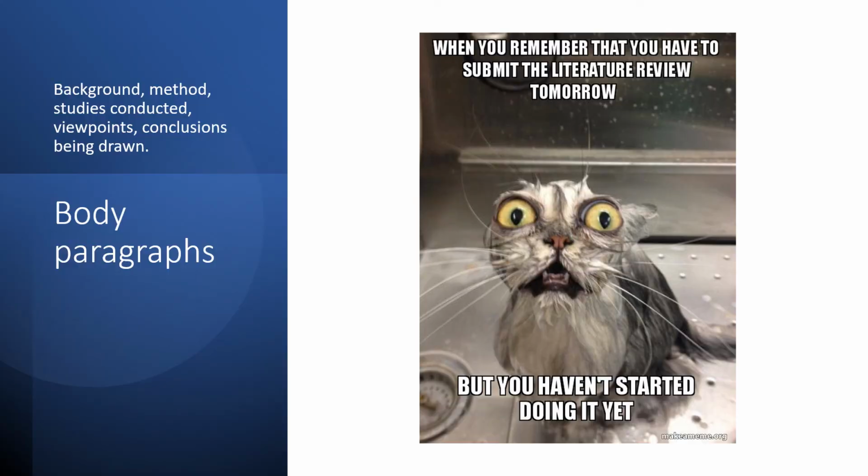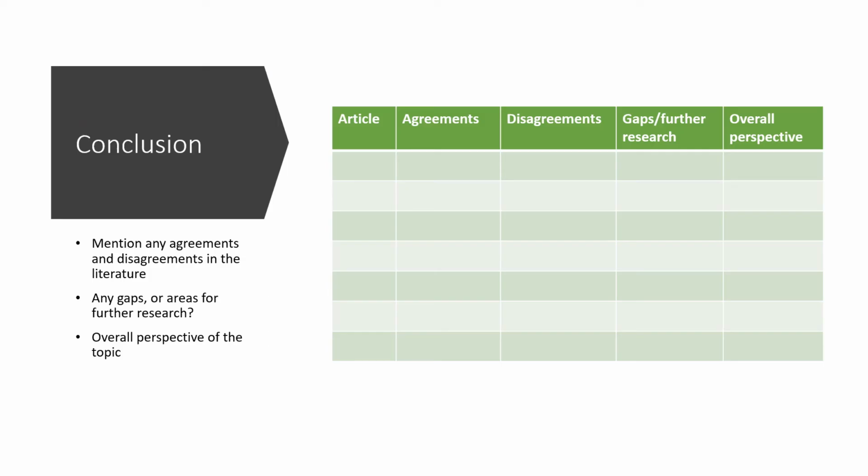The next section is the body of your assignment. So all the paragraphs and information that make up the bulk of your assignment. In this section, you should have some background information again, so expand on that. You can write about the methods that were used in the studies conducted, look at the viewpoints of the authors, and what conclusions are being drawn. That's the type of information you need to pop into that section.